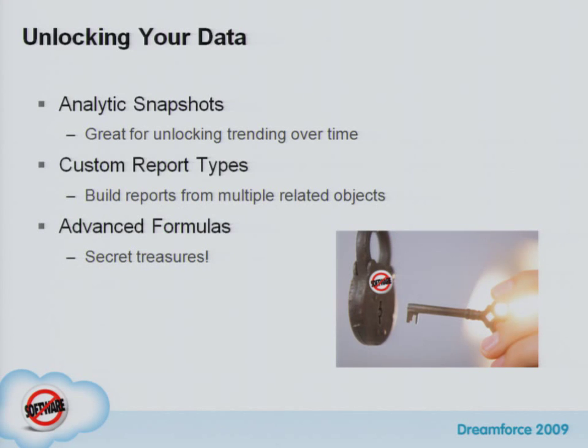So I'll be covering analytic snapshots, custom report types, and advanced formulas. Obviously, analytic snapshots are great for unlocking trending over time. As you know, in Salesforce, reports live and breathe in the system. That's a great thing. I love that I can see all of my data live in action. If records meet the criteria of a report, it's right there. Obviously, some challenges there are that it is hard to get some sort of trending data, and analytic snapshots solve that problem for you. For those of you that have played around with analytic snapshots, I'm sure you've gained benefit already.